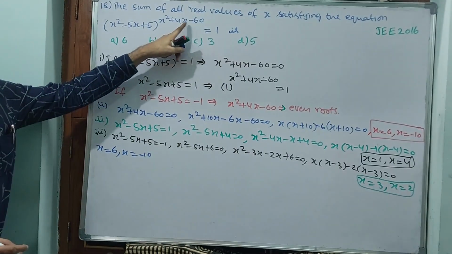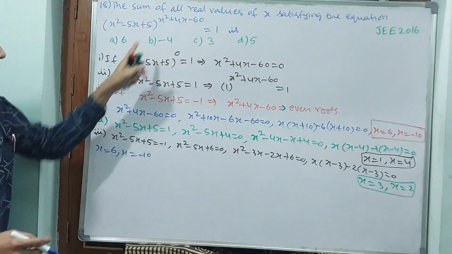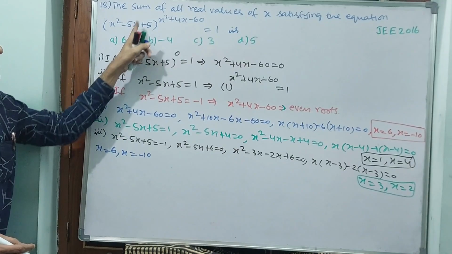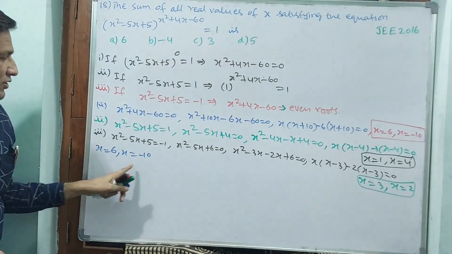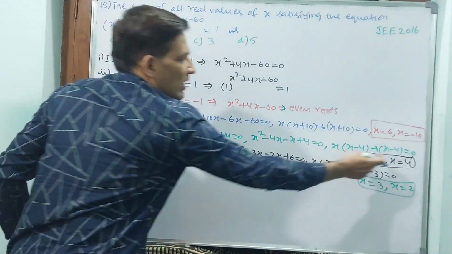Minus 40 minus 60, minus 40 minus 60 minus 100 plus 100, 0. That means this is going to become 0. Something power 0 is 1. That is why these two values are intact. We did not check 1 and 4, so go for them.